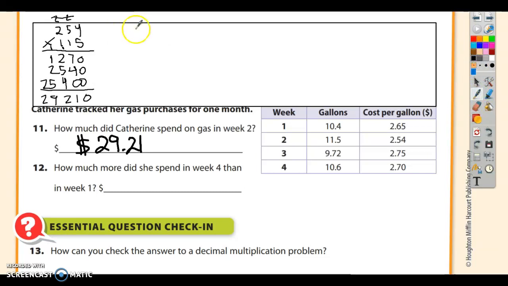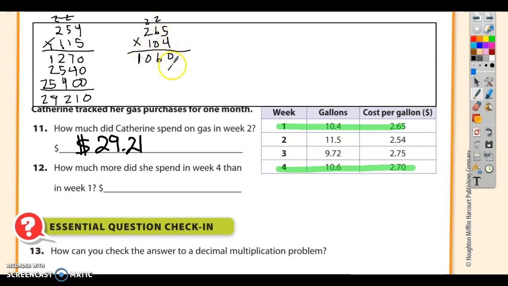So I've got 265 is how much she spent. Let's go ahead and highlight what I'm doing here. I'm going to do week 1 and week 4. So in week 1, I'm going to do 265 on top and 10.4 on the bottom, and I'll do my decimals later. And this will be kind of easy. Check this out. 4 times 5 is 20. 4 times 6 is 24, plus 2 is 26. 4 times 2 is 8, plus 2 is 10. And this whole middle row, 0 times 5 is 0, 0 times 6 is 0, 0 times 2 is 0.